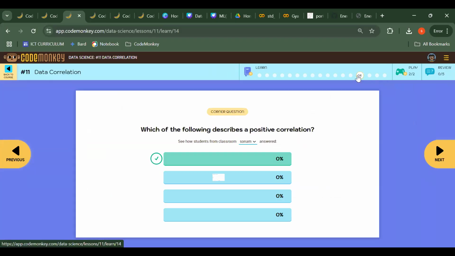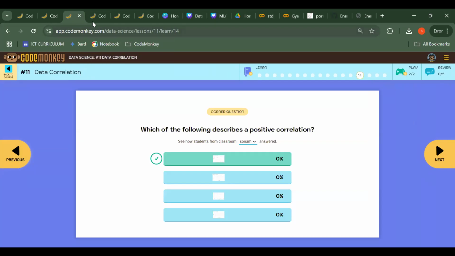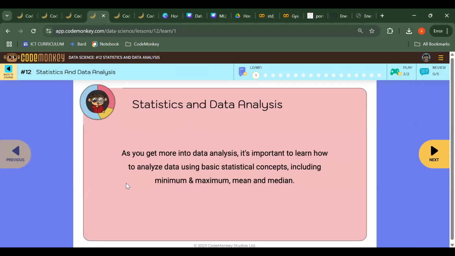Okay. Data correlation. Okay, so I will go to the next topic, okay? Data correlation, statistics and data analysis. By the way, am I audible? I'm going fast. Is this slow? Okay, everyone is good.